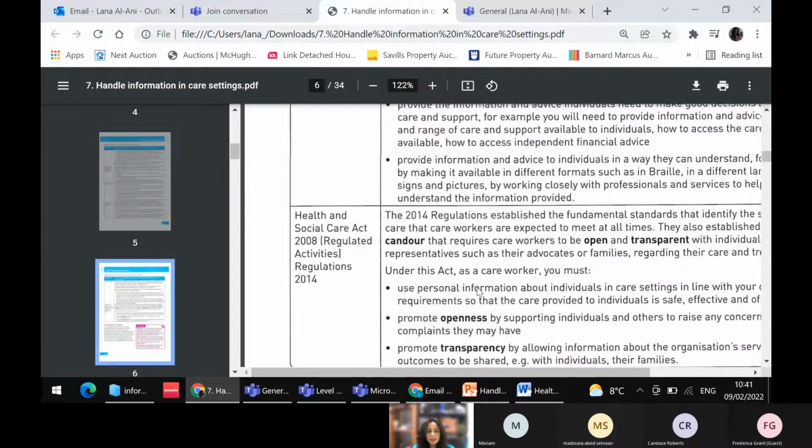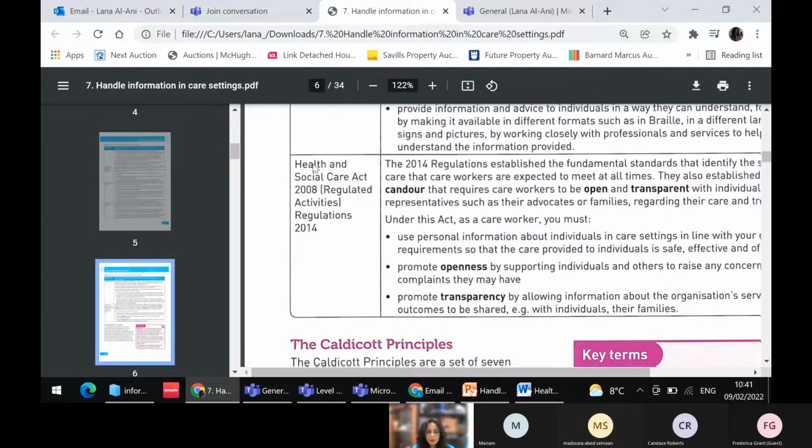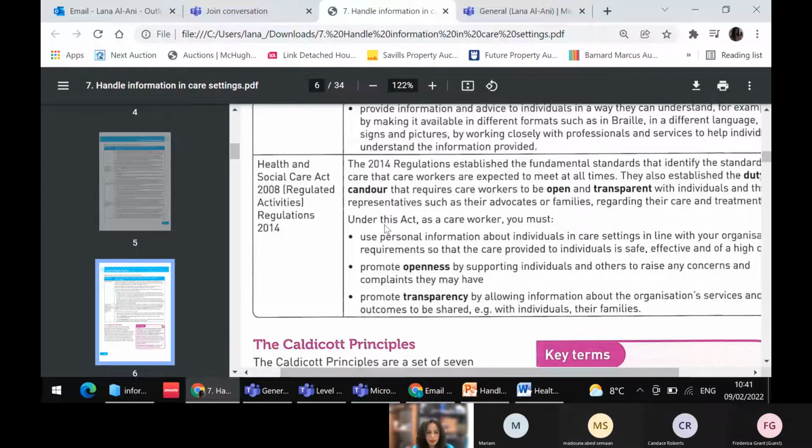Now we have the last legislation, which is the Health and Social Care Act 2008 Regulated Activities Regulation 2014. So you just need to write it all as it is. Health and Social Care Act 2008 Regulated Activities Regulation 2014. What is it all about?